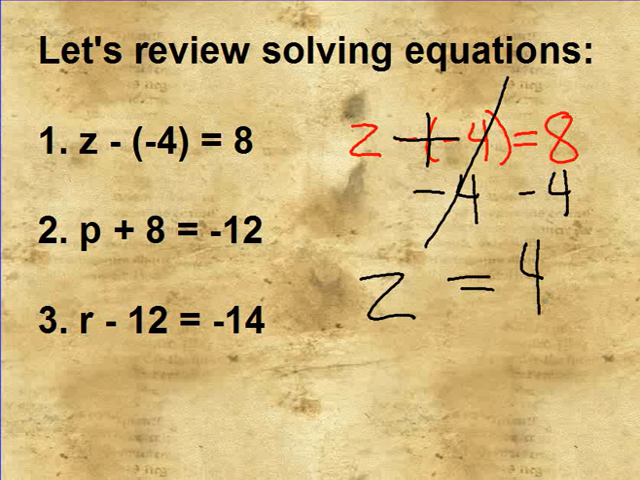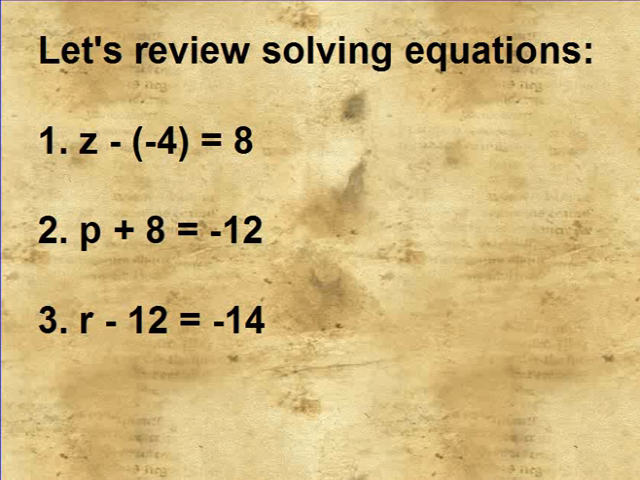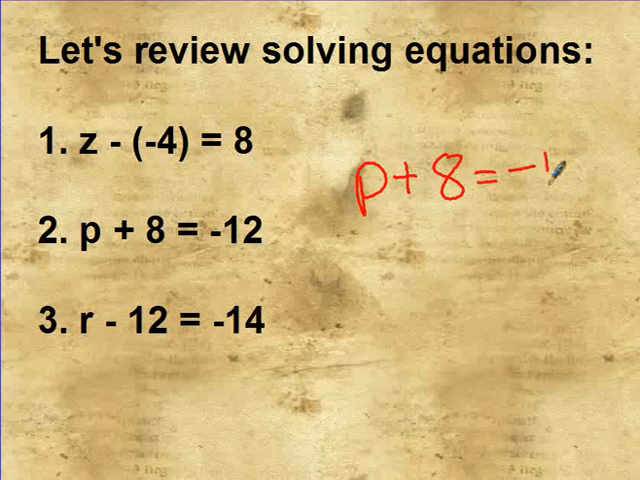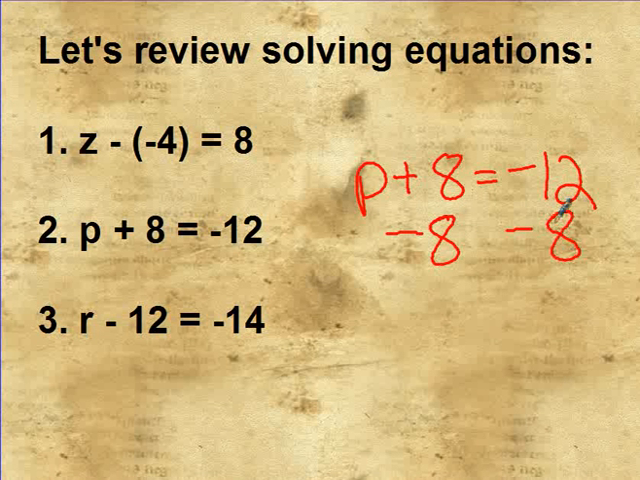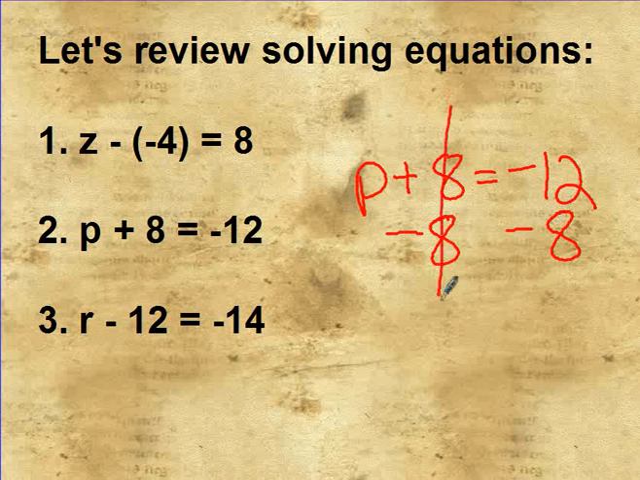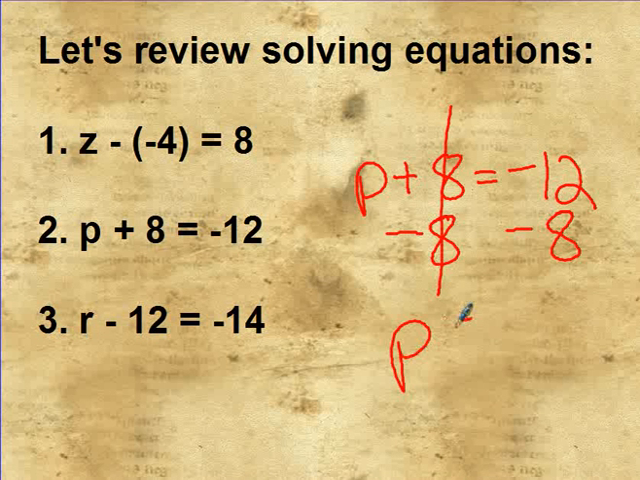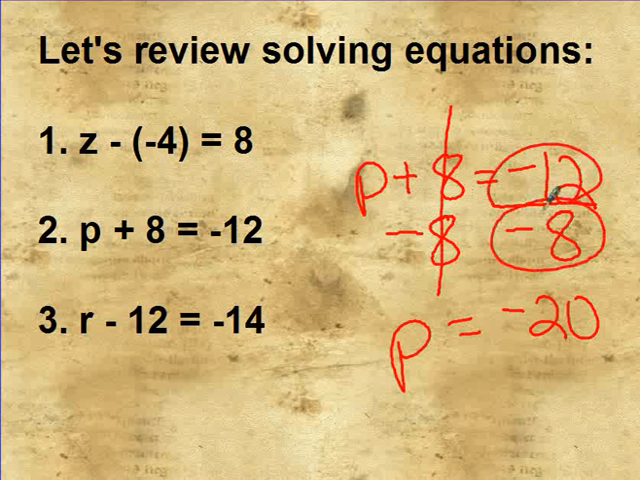Let's try another example. P plus 8 is -12. I want P alone. To get rid of the positive 8, I'm going to put in 8 negatives. Once I put in these 8 negatives, the positive 8 and the negative 8 cancel out, and P is equal to -20 because -12 and -8 give me -20.